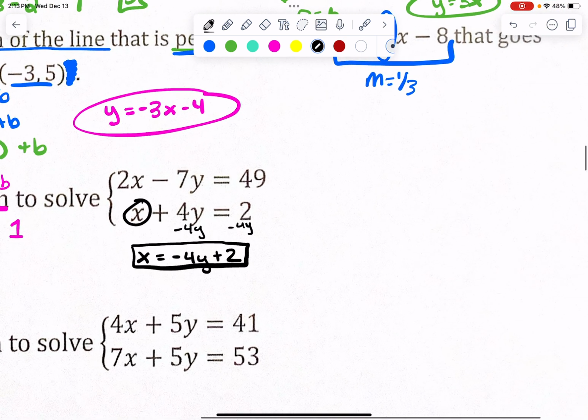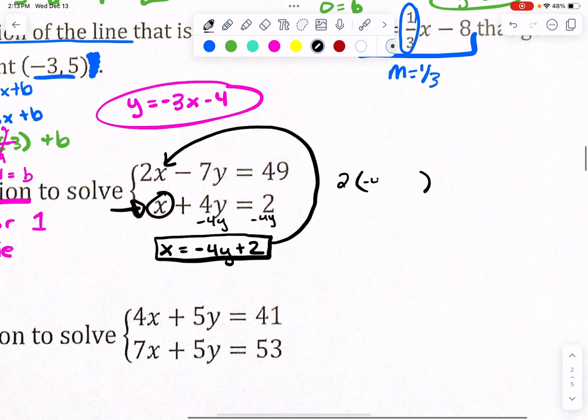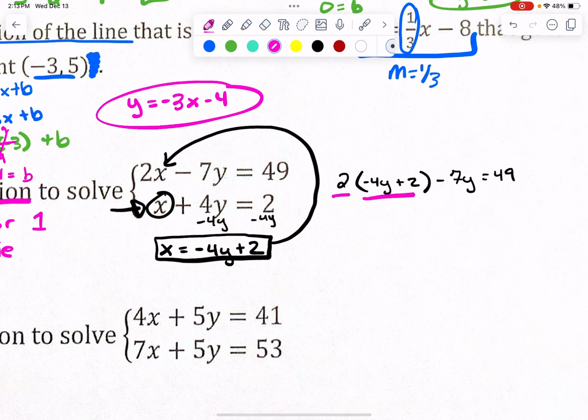And what I'm going to do is I've solved the second equation for x. I'm going to take that x and plop it into the first equation where the x is. So instead of 2 times x, minus 4y plus 2, he's going to go in that spot. Then I have minus 7y equals 49. Okay, so again, I did 2x minus 7y equals 49, but in the x spot, I put that chunk, okay?